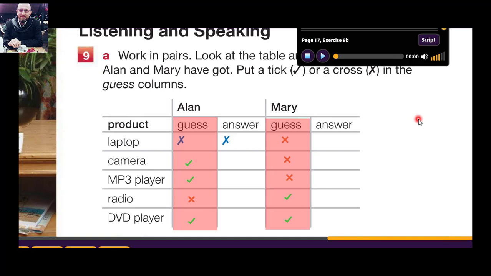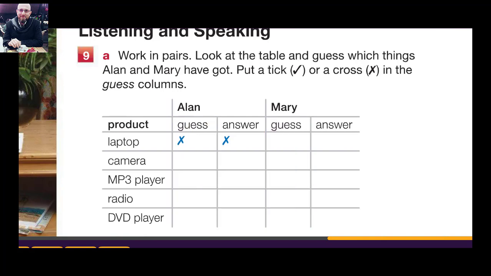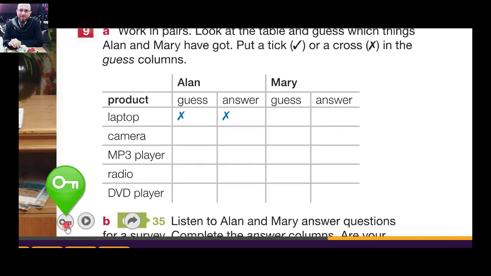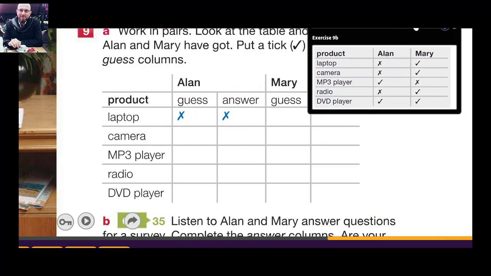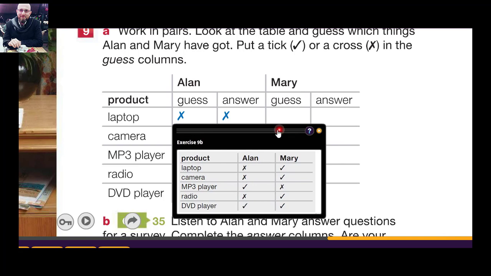Okay, so now you can repeat the recording again and write the answer. Okay, now let's check together. So this is the answer. Laptop, he hasn't got a laptop. Mary has got a laptop. Okay, so this is the answer.